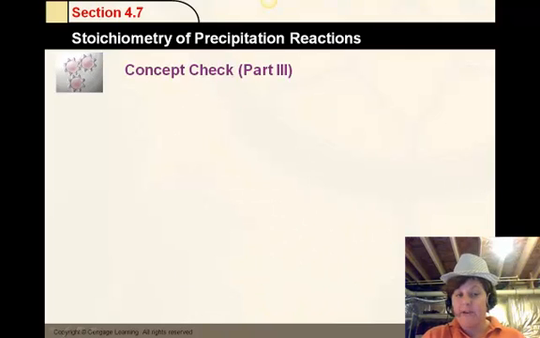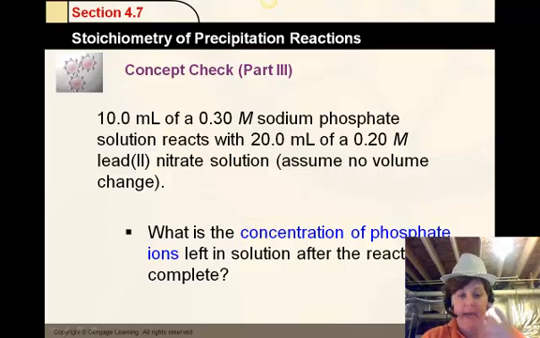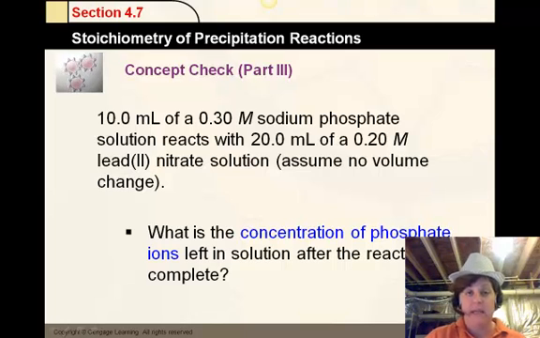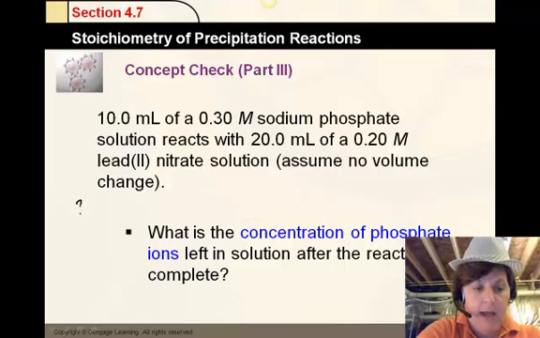Moving on to the last kind of question you could be asked, stoichiometrically speaking, about precipitation reactions. Same equation that we had before. This time we're talking about the concentration of phosphate ions. Now this one is a little trickier because phosphate ions actually participate in the formation of the solid. Therefore they're not floating around. So how do we figure out how many moles of phosphate ions there are?